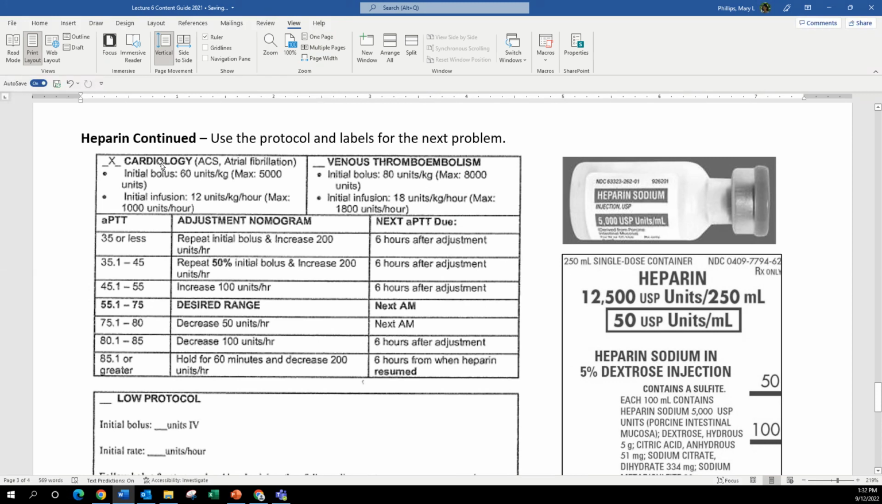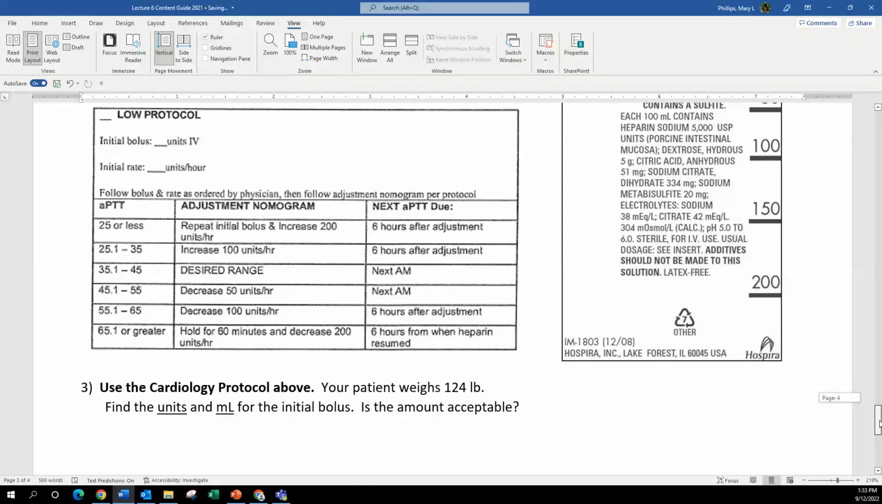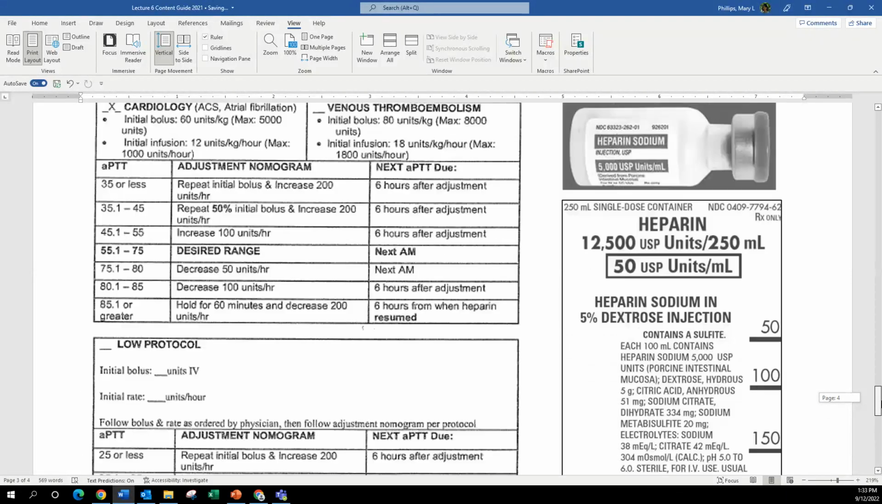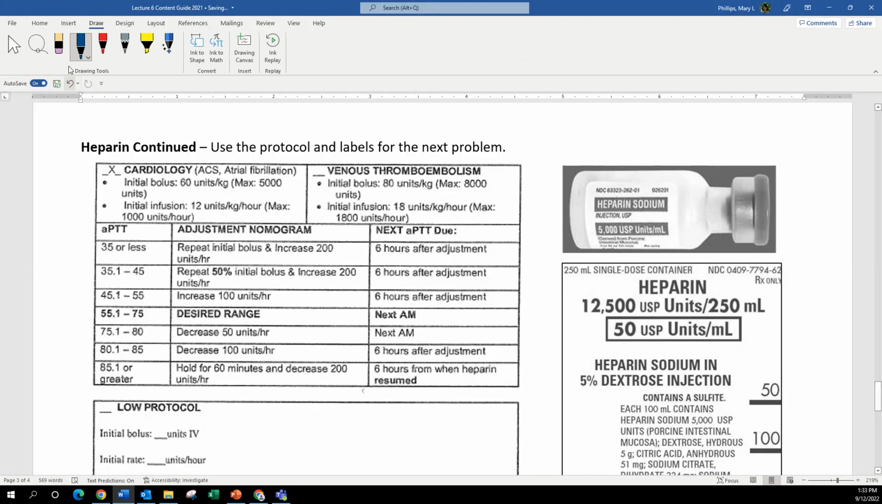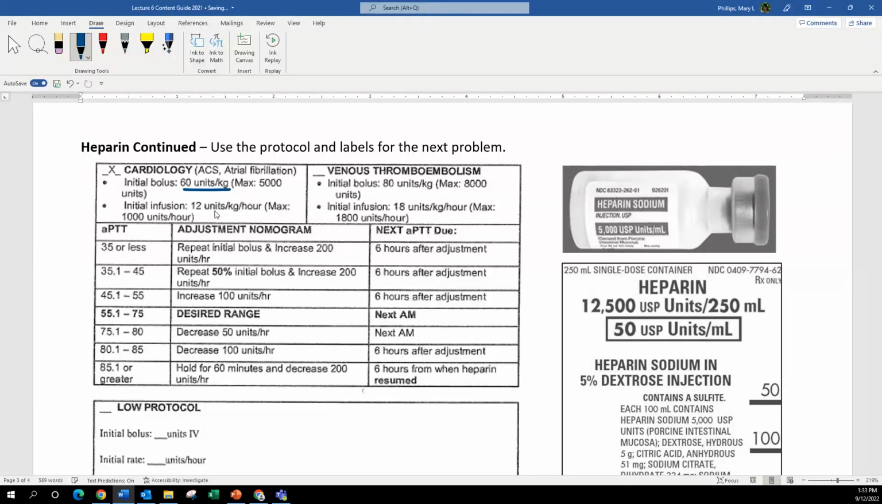All right. So we have this little X here in the top corner showing us that we're using the cardiology protocol. And as you see, if I scroll down, it says use the cardiology protocol. Your patient weighs 124 pounds. So in the cardiology protocol, I have a couple things that are happening. And the first thing that I have is that they are going to get a bolus, and that is to be at 60 units per kilogram.